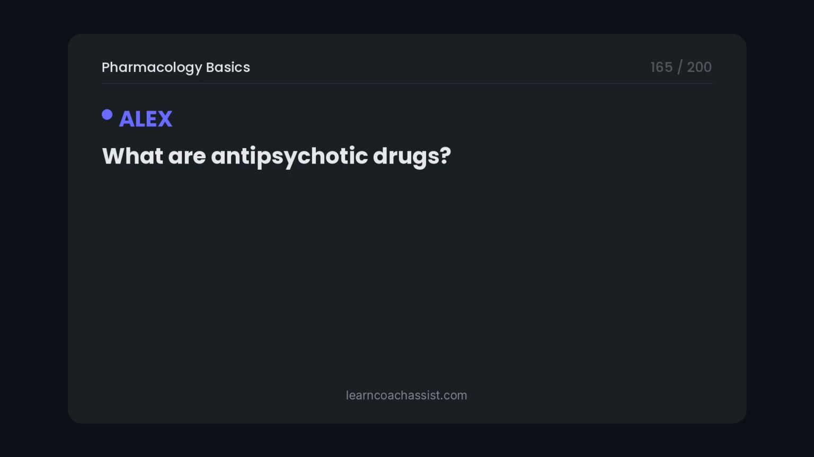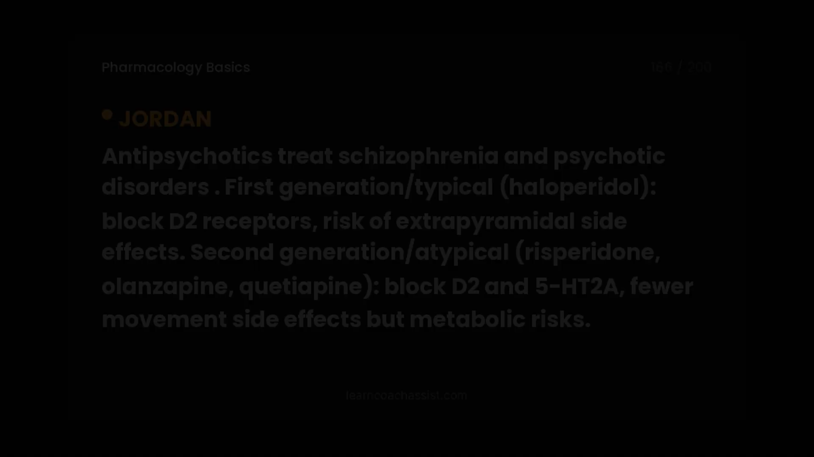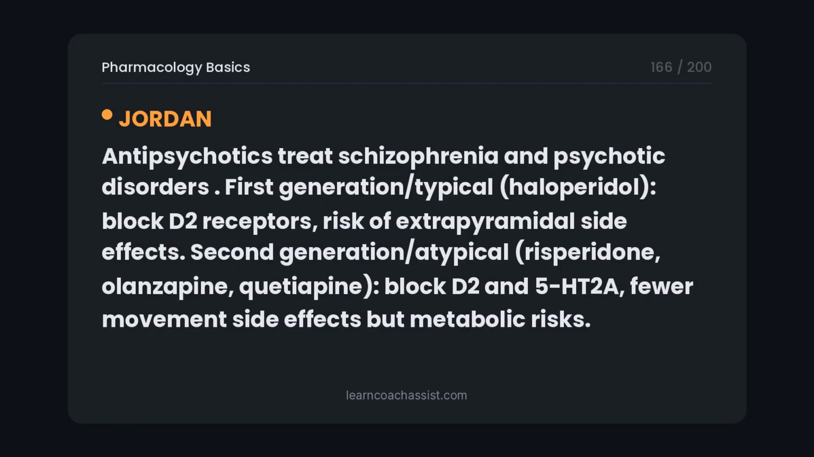What are antipsychotic drugs? Antipsychotics treat schizophrenia and psychotic disorders. First generation/typical, haloperidol, block D2 receptors, risk of extrapyramidal side effects. Second generation/atypical, risperidone, olanzapine, quetiapine, block D2 and 5-HT2A, fewer movement side effects but metabolic risks.